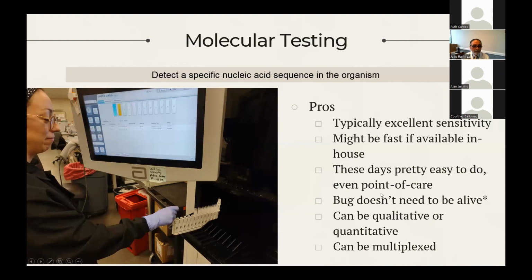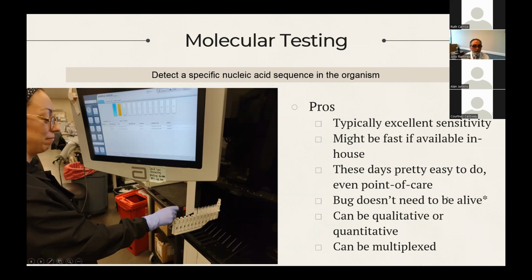And there's even some of these now that are being done point of care. In our outpatient settings, we have these Roche Liat instruments that will do COVID PCR. We have Cepheid instruments that will do group A strep and flu PCR in a point of care setting.